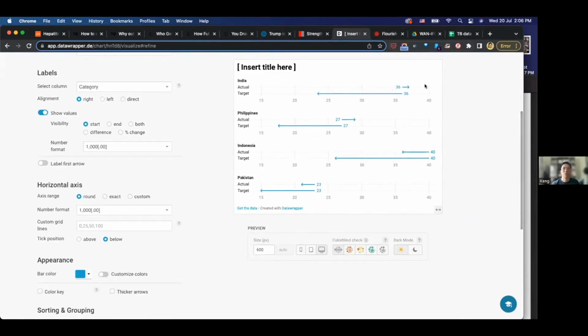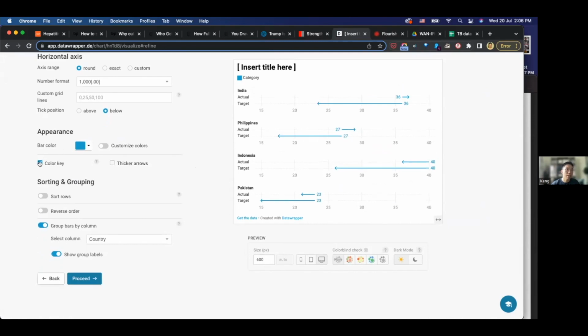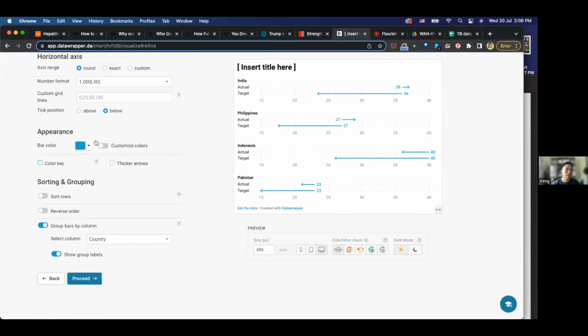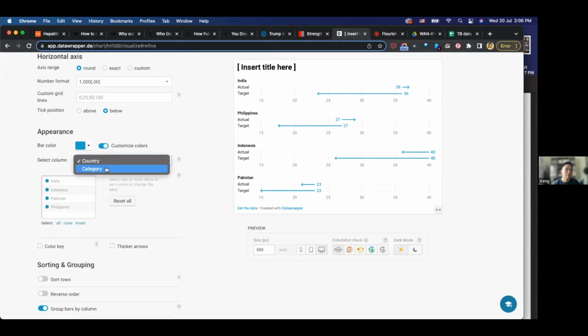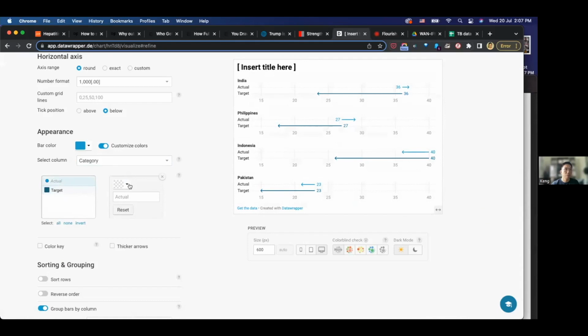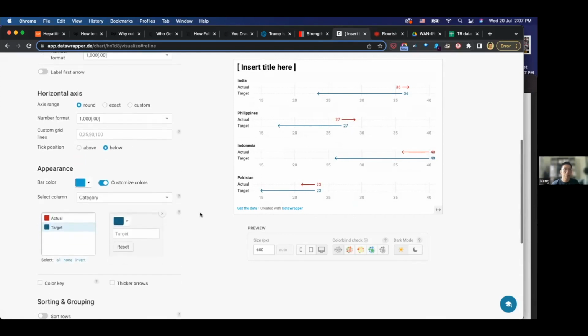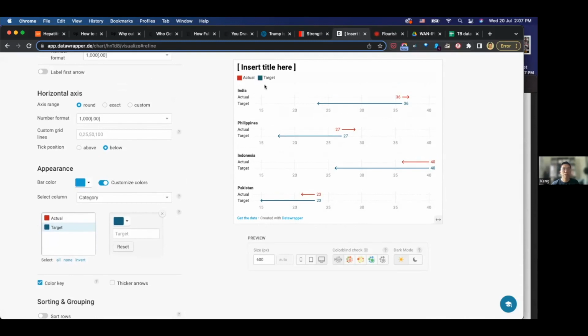Okay, so I want to differentiate between actual and target. I can color them differently by customizing under appearance. Okay, so I can do color key. No, actually not color key. Customize colors. I want to customize based on category. For actual, I'm going to put red color. For target, I'm going to put blue color. And then, oops, this one should be red color. Okay, this one should be blue color. Oh, now you see that my arrows for the actual are in red, right? So this is how you can do it. You can also put a color key here if you want, like red means actual, blue means target. I think it's not necessary here because I have the label here, right? So I don't need that.